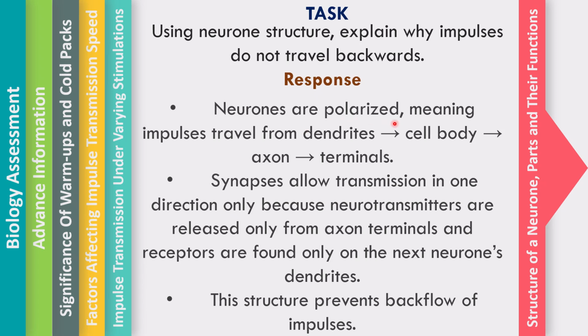Neurons are polarized, meaning impulses travel from dendrites to the cell body, to the axon, to the terminals. Synapses allow transmission in one direction only because neurotransmitters are released only from axon terminals and receptors are found only on the next neuron's dendrites. This structure prevents backflow of impulses.